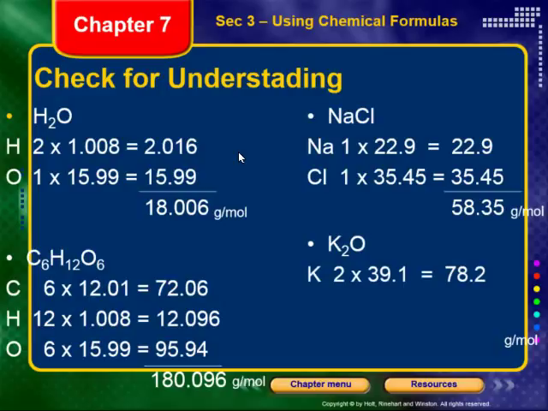Let's see how we did. We have 2 potassiums, each one coming in at 39.1 for a total of 78.2. I have 1 oxygen coming in at 15.99. Add all those together, we get 94.19 grams per mole. Again, that should be 94.2. Someone didn't go back and consider significant figures. That would be me if you were wondering.